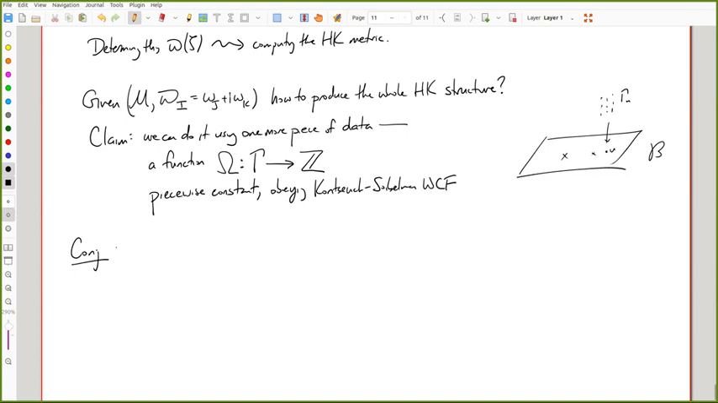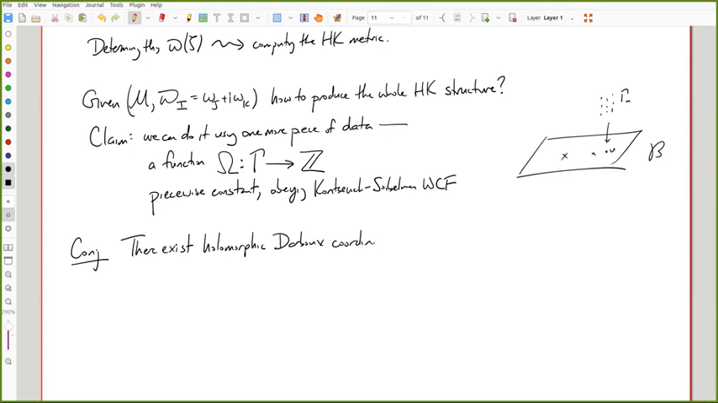So I'll first just tell you the conjecture, and then I'll try to say a little bit about what the physics interpretation of the conjecture is. So the conjecture is that there exist holomorphic Darboux coordinates.